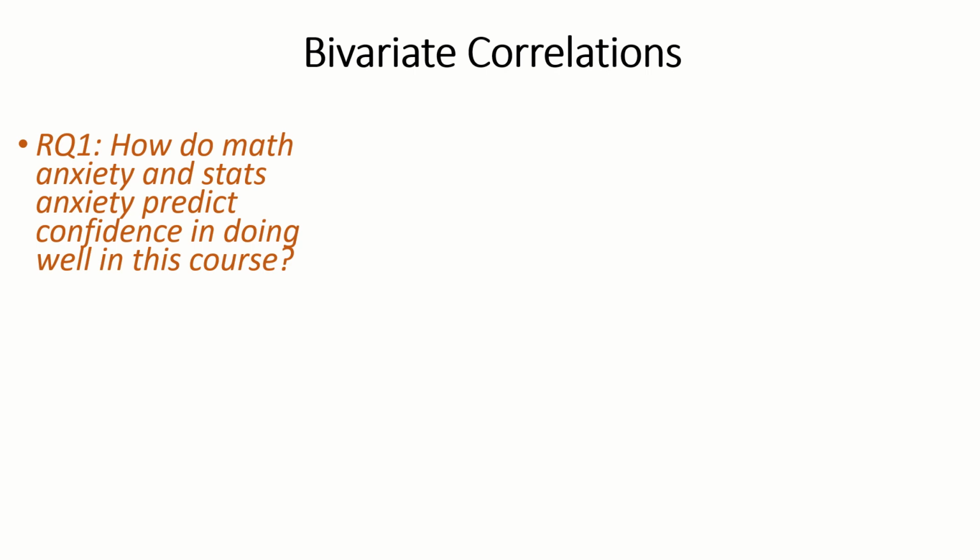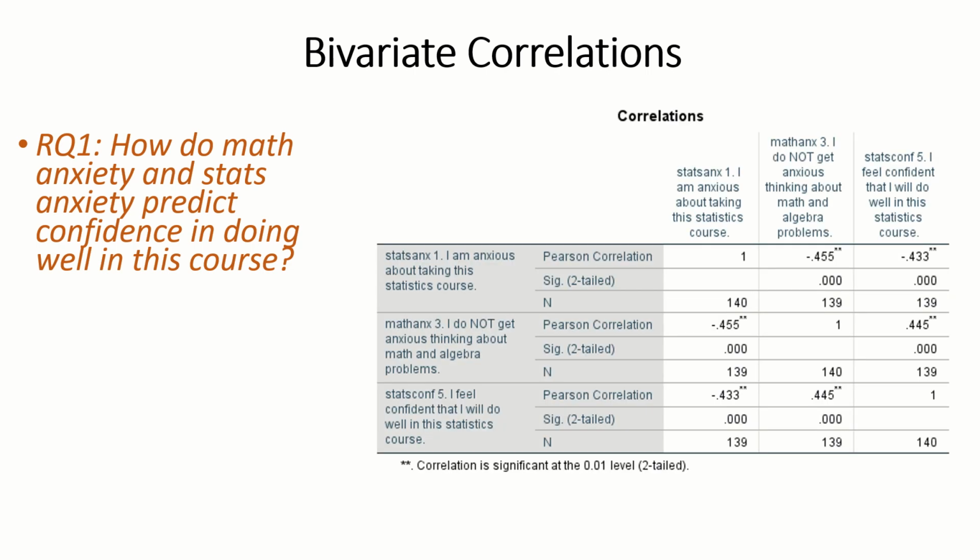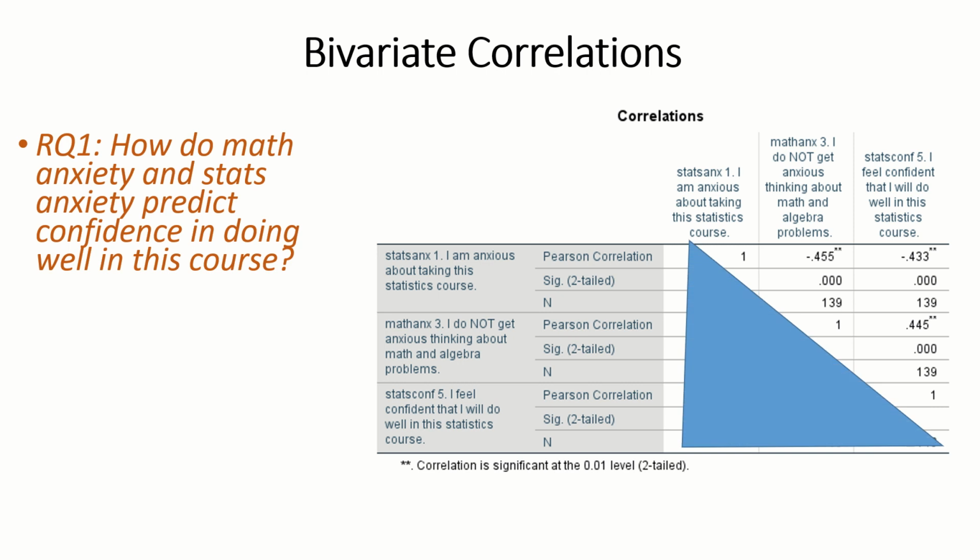Let's take a look at the bivariate correlations between all our variables to see what's going on, at least at the bivariate level. Let's see how math anxiety and stats anxiety correlate to confidence, and then how much the independent variables correlate with each other. Here is the correlation table from SPSS. Again, let's cover up what we don't need to look at, everything below the diagonal of ones. That leaves us with less to look at, a little bit more digestible.